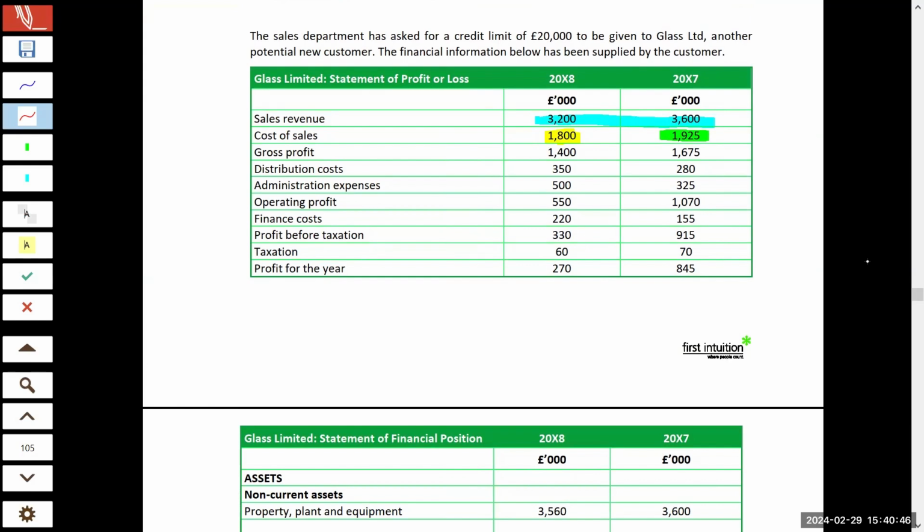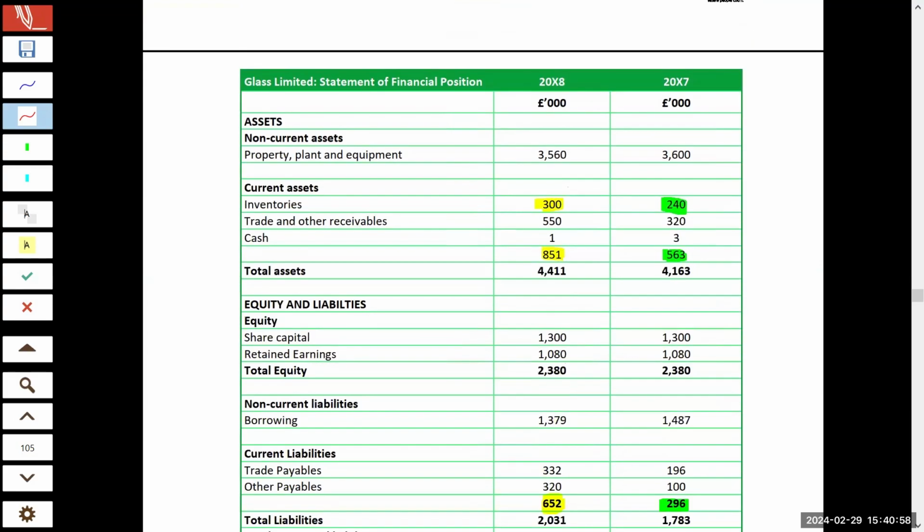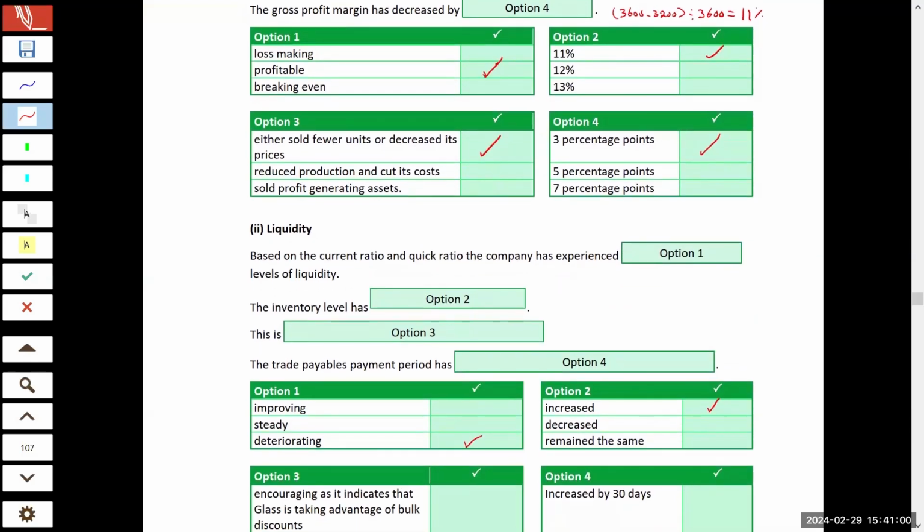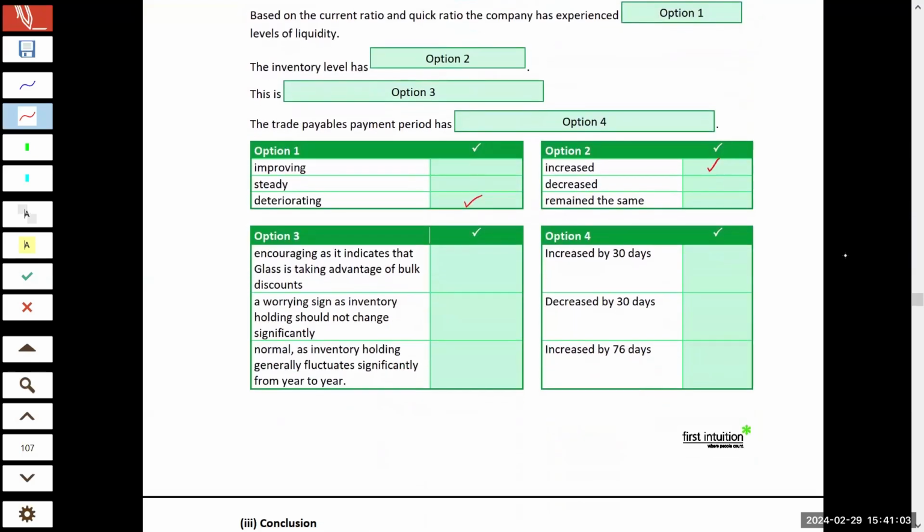So a very, very moderate drop. But again, we've sold less, so obviously the cost of sales is probably going to be proportionately smaller as well. There's nothing to say that actually we're getting any sort of bulk discounts. This is an issue. Inventory should remain moderately consistent. So it's a concerning sign. Again, there's nothing to say there's a bulk discount going. I can't see that reflected in the profitability, and it's not normal. We don't want these figures to fluctuate heavily.